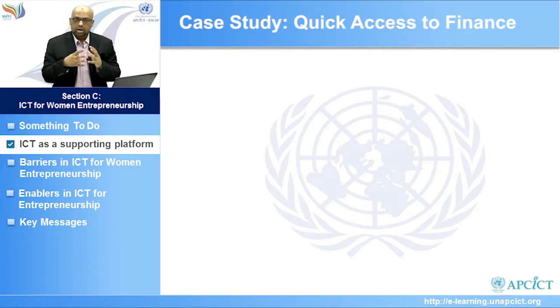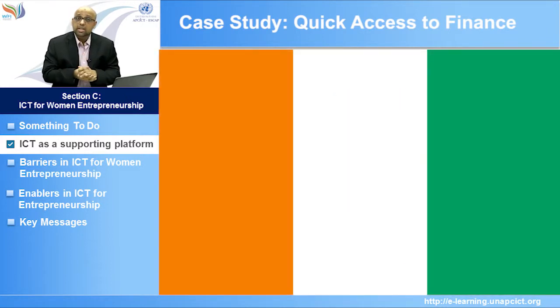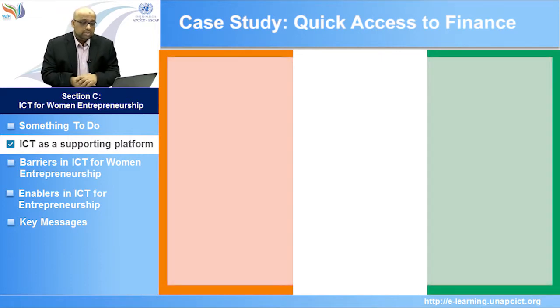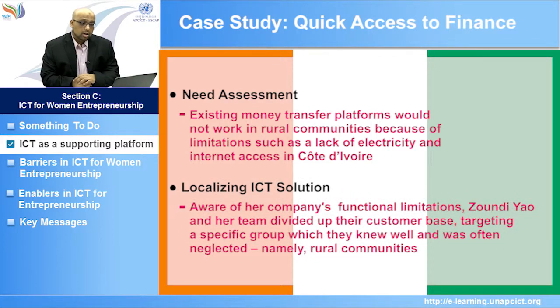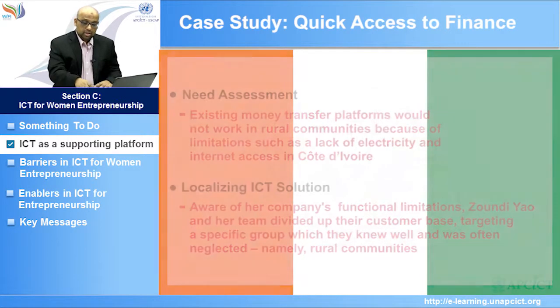There are several case studies of successful women and their entrepreneurship activities that we have documented in our module. One is related to, again, quick access to finance using mobile banking. This example is from Côte d'Ivoire, where this women entrepreneur, Zodi Yao, had challenges in her community in terms of lack of internet, lack of consistent electricity, and some regulatory challenges as well. She overcame all these limitations using localized ICT solutions through mobile banking. That's something very encouraging to look into. I would strongly suggest you have a close look at this and also go online to see how she is doing right now with her initiatives.